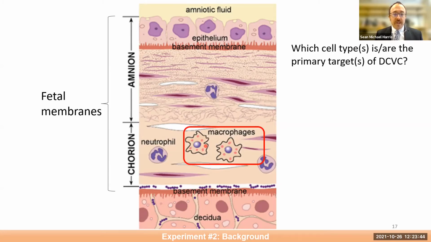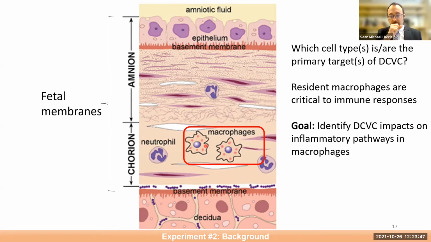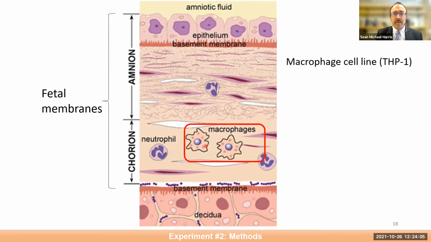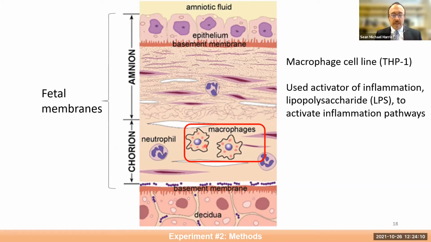So we decided to focus on the resident macrophages as a potential target, because resident macrophages are critical to immune responses. This critical immune cell type is found in many organs and tissues. So our goal is to identify DCVC impacts on inflammatory pathways in macrophage cells. We used a macrophage cell line called THP1, and we used a known molecular activator of inflammation called lipopolysaccharide, which is a component of bacterial cell walls. This was just our way of activating inflammation pathways and then seeing how DCVC modified this inflammation response.